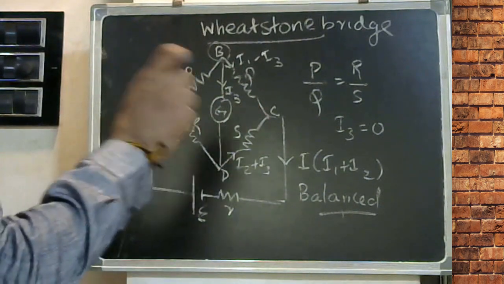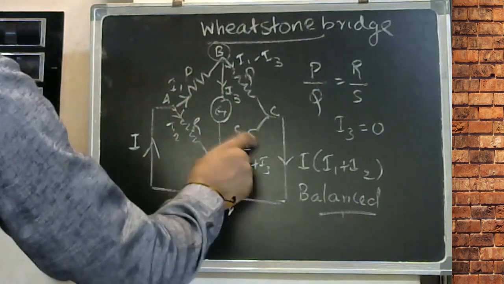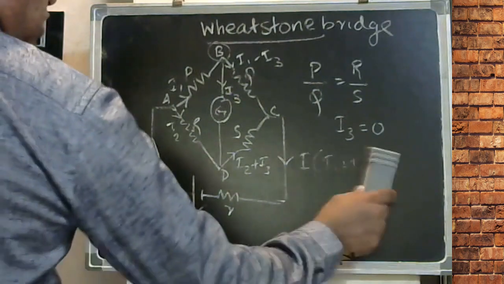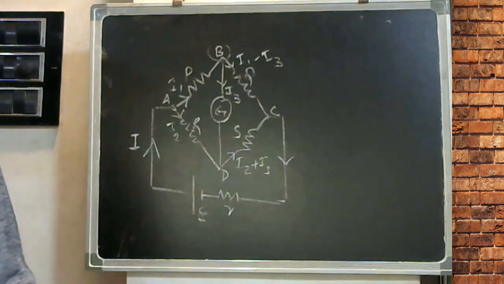So whenever you are given a question in your paper, first check whether P by Q is equal to R by S. If it's equal, then no problem at all. Remove the center part and find the overall resistance. If it's not, then tell yourself you have to go for Kirchhoff's law and solve it. So that's the condition. Now let's imagine it's not balanced, and let's apply Kirchhoff's second law.